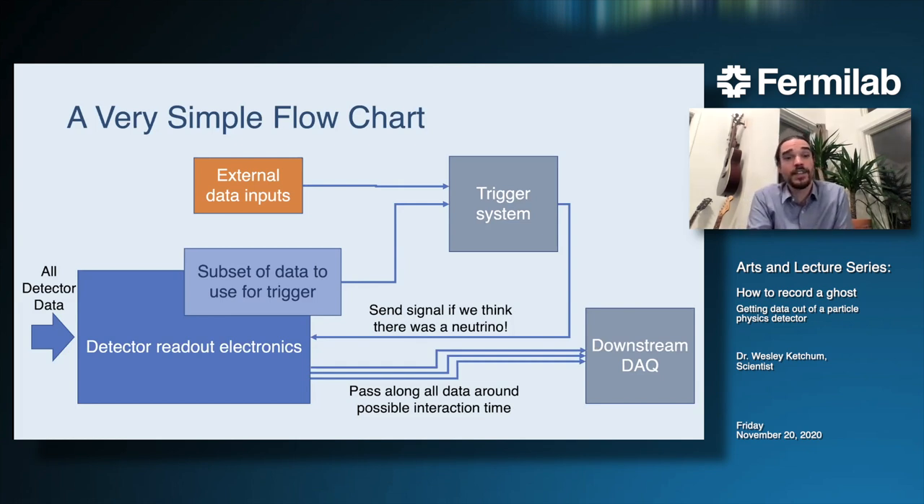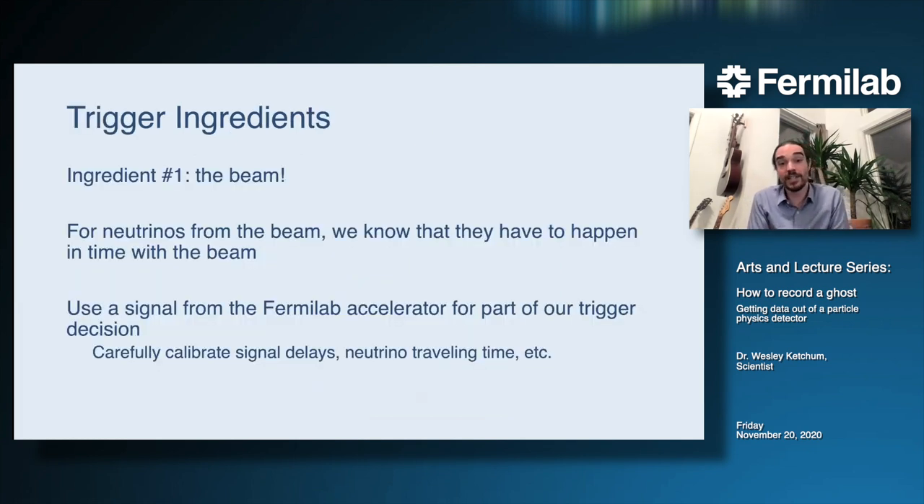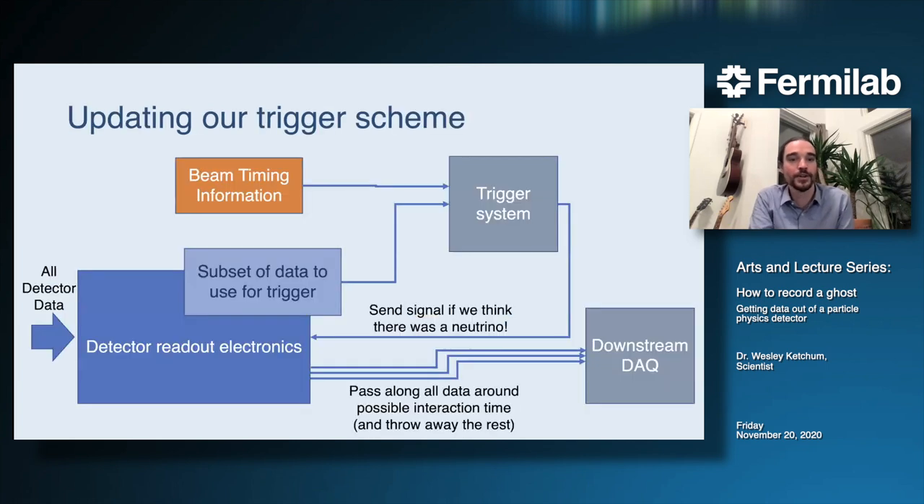So for us, what are the ingredients for this? The number one ingredient is the beam. For neutrinos from the beam, we know that they have to happen in time with the beam, because we're getting a beam of neutrinos 5 times a second from Fermilab. So we can use a signal from the Fermilab accelerator to form part of our trigger decision, doing careful calibration of all the signal delays and neutrino travel time, et cetera. If we go back to our flowchart, that little orange box of external data is that beam timing information.